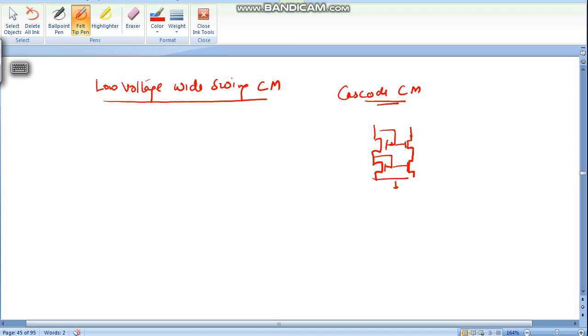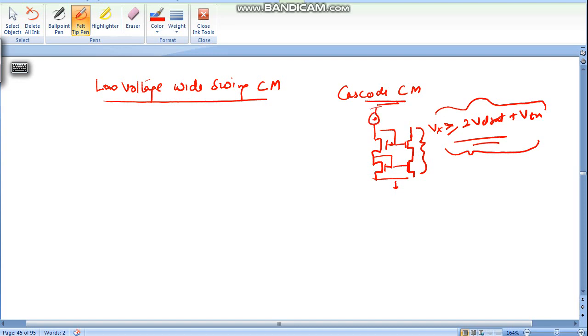So the minimum headroom, this voltage, say this is Vx, should be greater than or equal to 2Vdsat plus Vtn. So this is required. So to resolve this issue, or to reduce this overhead voltage, we will use a low voltage wide swing current mirror.